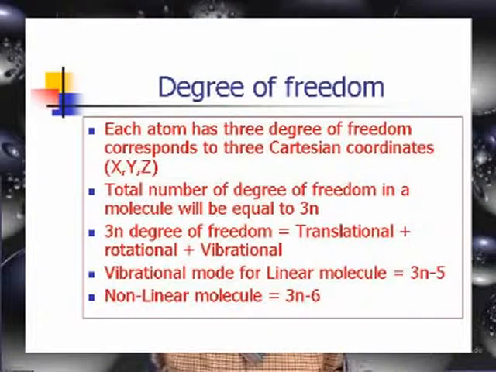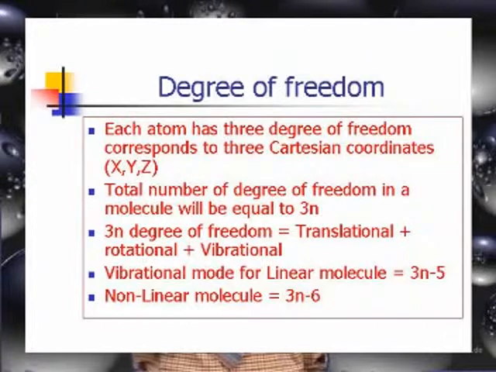Consider a molecule. A molecule is a combination of atoms. Each atom has 3 degrees of freedom belonging to 3 Cartesian coordinates x, y and z. While forming the molecule, when the atoms combine into a molecule, those 3 degrees of freedom do not last. Automatically, the 3 degrees of freedom are converted into translational, rotational and vibrational degrees of freedom.